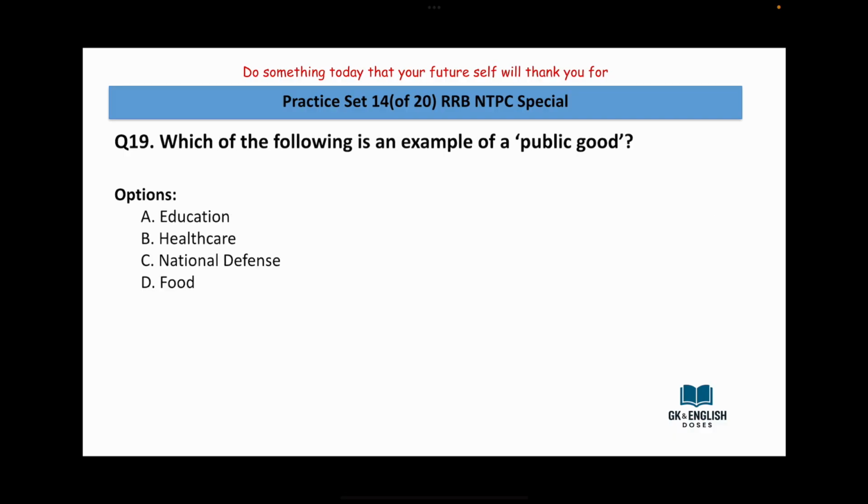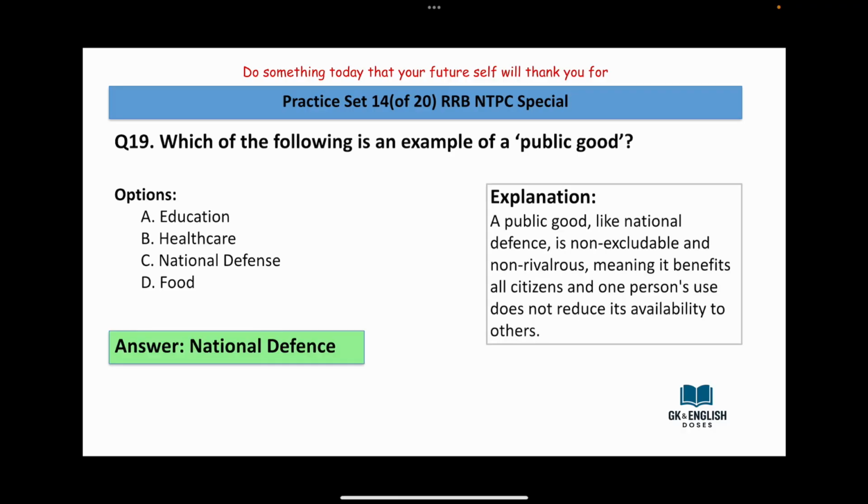Which of the following is an example of public good? Education, healthcare, national defense, food. And the answer is national defense. A public good like national defense is non-excludable and non-rivalrous, meaning it benefits all citizens and one person's use does not reduce its availability to others.